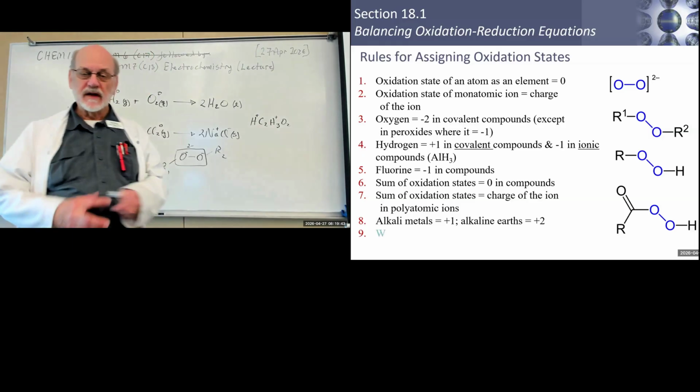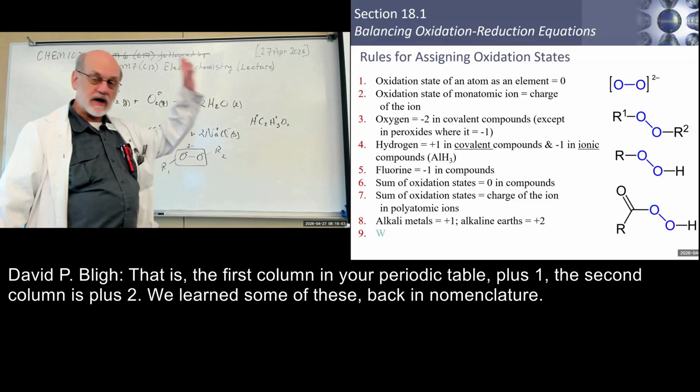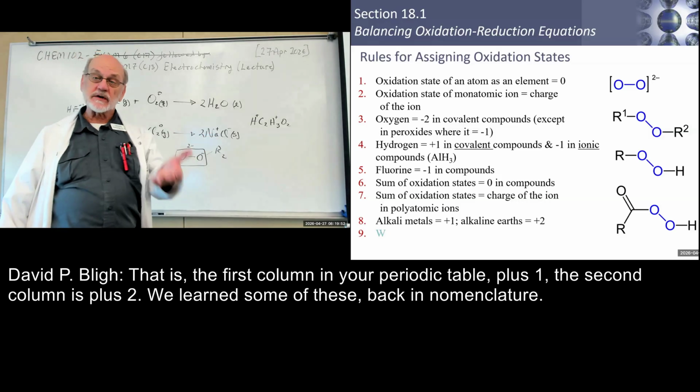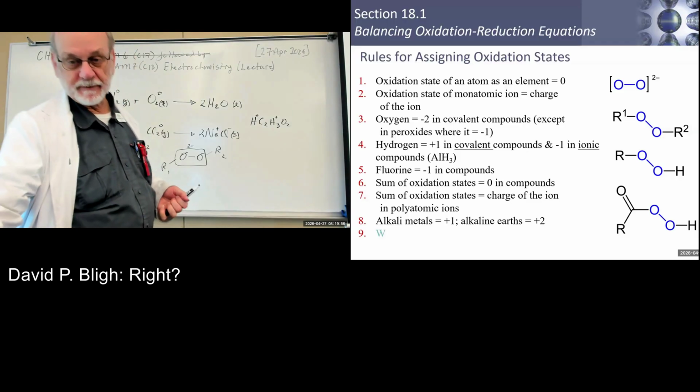Alkali metals are always +1. That is the first column in your periodic table, +1. The second column is +2. We learned some of these back in nomenclature, right?